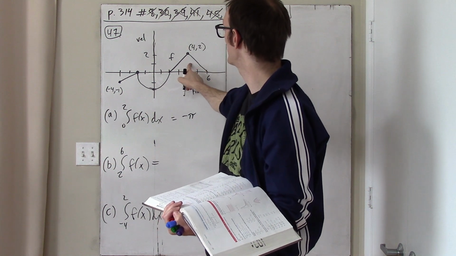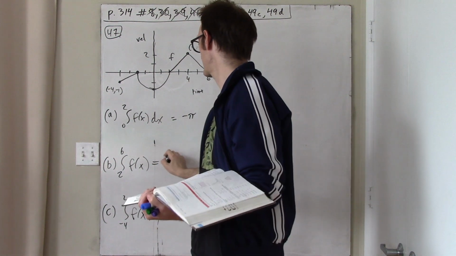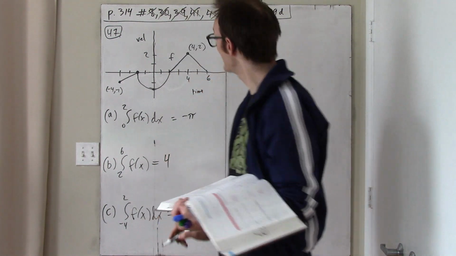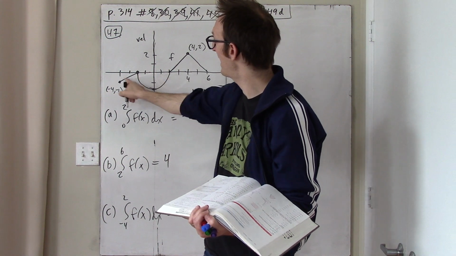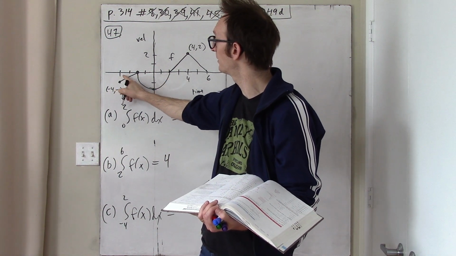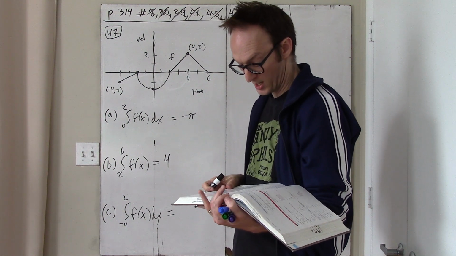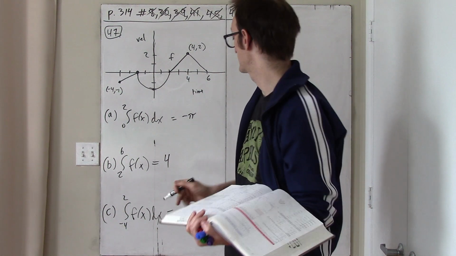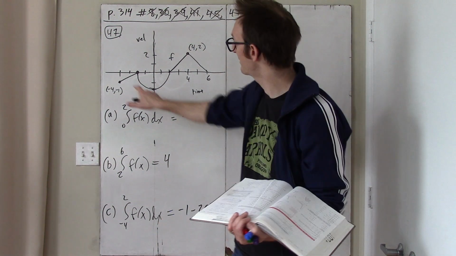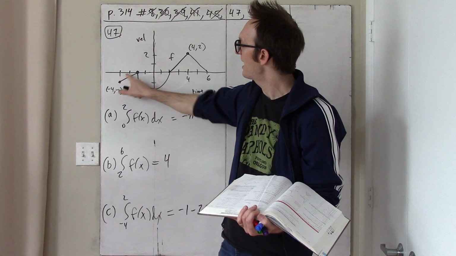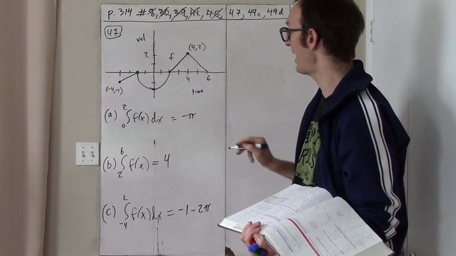Okay, what's the integral from 2 to 6? It's just the area of this triangle. This is 1/2, 4, 2, so that's just 4. What's the integral from negative 4 to 2? Well, I get this negative triangle of area 1, and so this is just going to be negative 1 minus 2 pi, because that triangle has area negative 1, and this semicircle has area negative 2 pi.